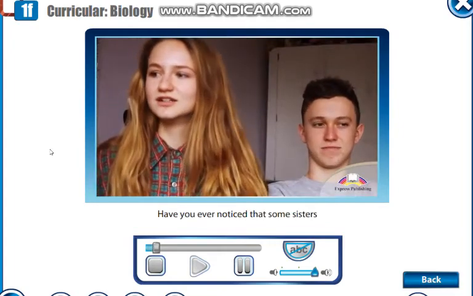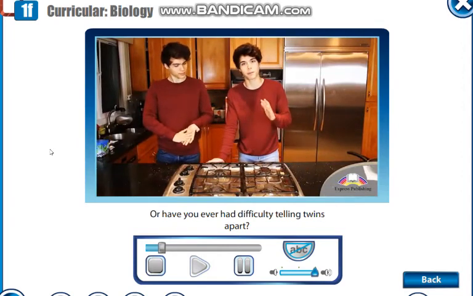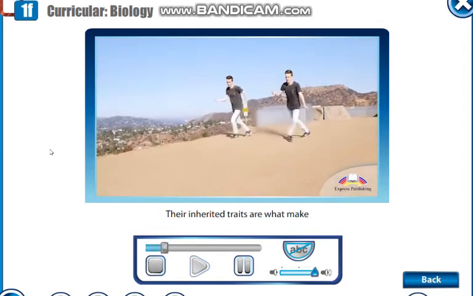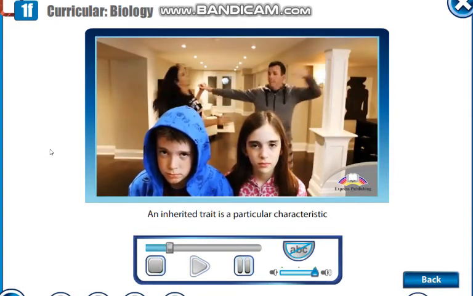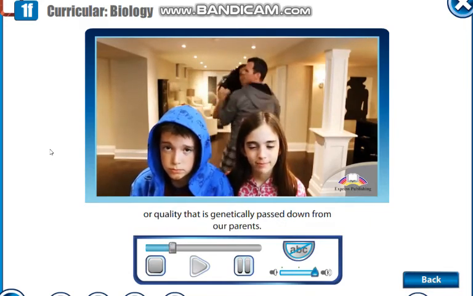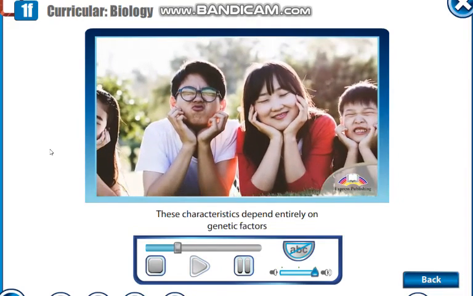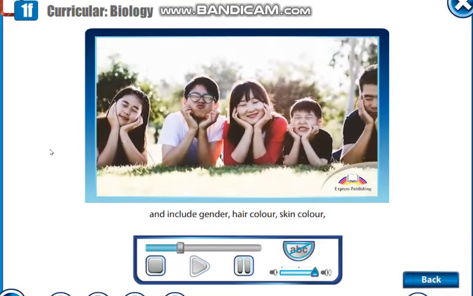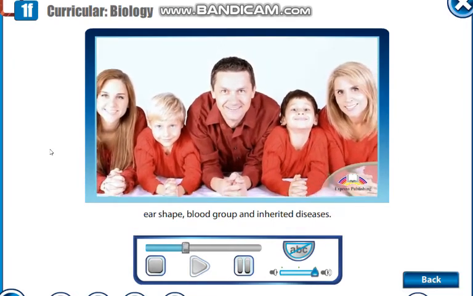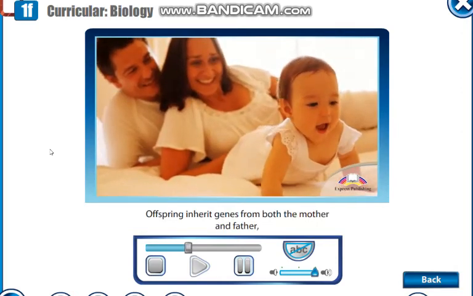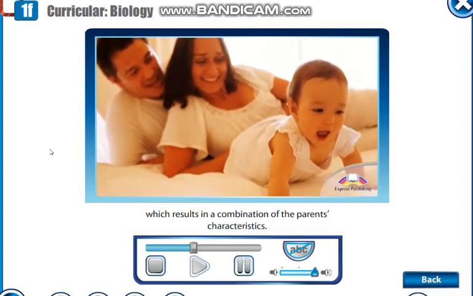Have you ever noticed that some sisters and brothers look alike? Or have you ever had difficulty telling twins apart? Their inherited traits are what make their physical appearance so similar. An inherited trait is a particular characteristic or quality that is genetically passed down from our parents. These characteristics depend entirely on genetic factors and include gender, hair color, skin color, ear shape, blood group and inherited diseases. Offspring inherit genes from both the mother and father, which results in a combination of the parents' characteristics.